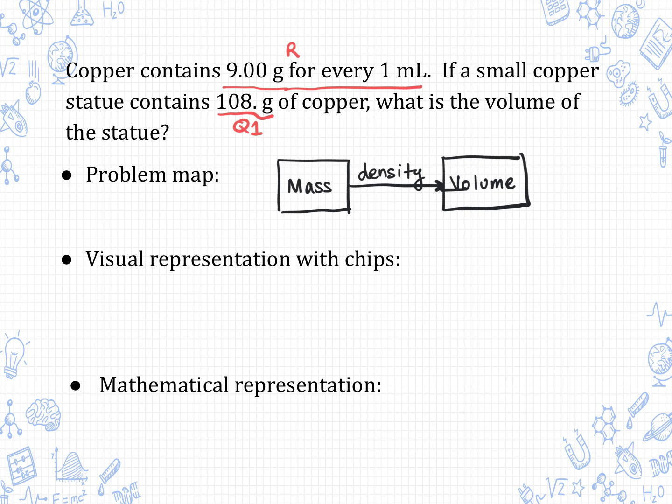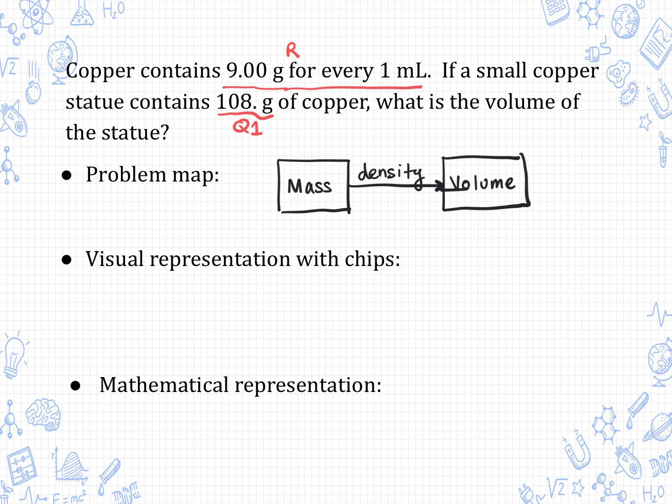Next, we're going to think about this with chips. Our quantity 1 this time is 108. And it's telling us we've got 108 things, and there are 9 of these grams in every 1 milliliter. So I'm going to divide the 108 out into groups of 9. Also, it's important to notice, like in our relationship, the mass is bigger than the volume. So if I have a mass, I'm expecting my related volume to be smaller than 108, not bigger than 108, because 9 is bigger and 1 milliliter is smaller. So my relationship volume is smaller than mass.